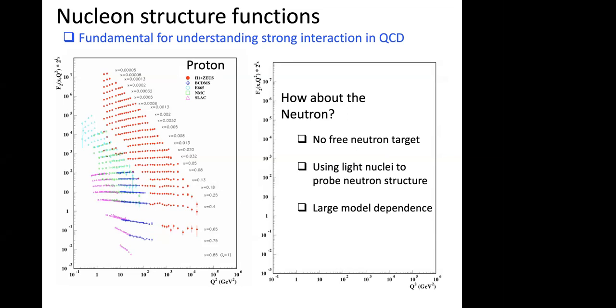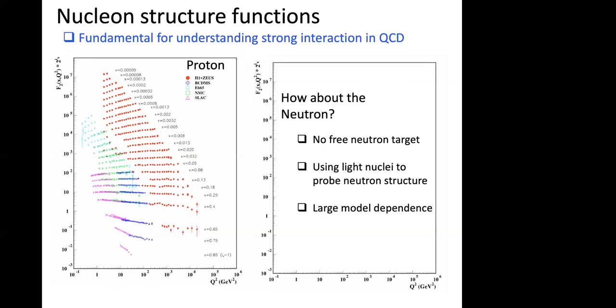The challenge comes from the fact that we don't have a free neutron target. It is not a stable particle, so it cannot be accelerated to be an effective beam or stay contained as an effective target. The traditional way we study the neutron structure is to do the measurement on light nuclei like deuterium or helium-3, and then do an extraction in order to isolate the information of the neutron inside the nuclei.